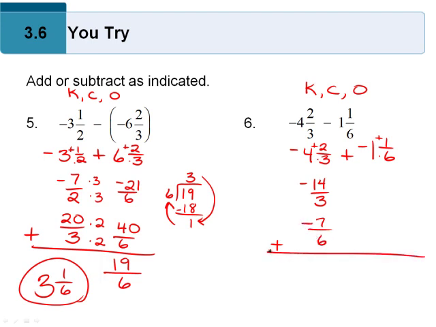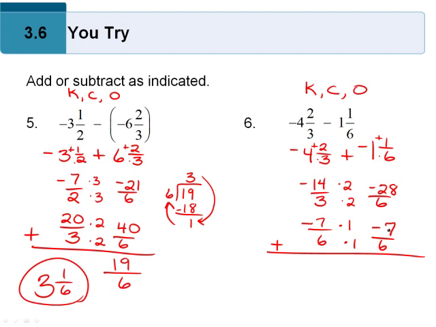All right, so 3 and 6. The common denominator there would be 6. Okay, set that up. So 6 divided by 3 is 2. So now we multiply negative 14 times 2 would be negative 28. Okay, do the same procedure below. 6 divided by 6 is 1. And negative 7 times 1 would be negative 7.